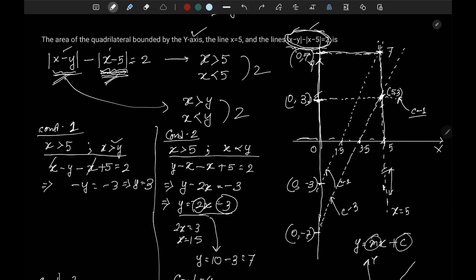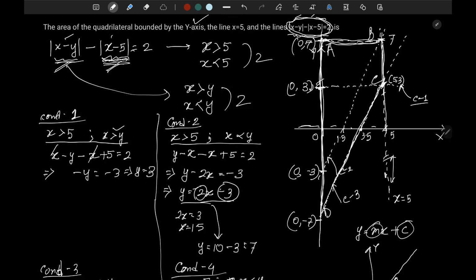Okay, so this is one of my boundaries. This is your x equal to 5, which is also a boundary. This y equal to 7 is a boundary, and my y axis is a boundary. So essentially, let's name them. This is, suppose, your A point, this is B point, this is C point, and this is D point. Then my ABCD is the resultant polygon, or better to say resultant trapezium we are having.